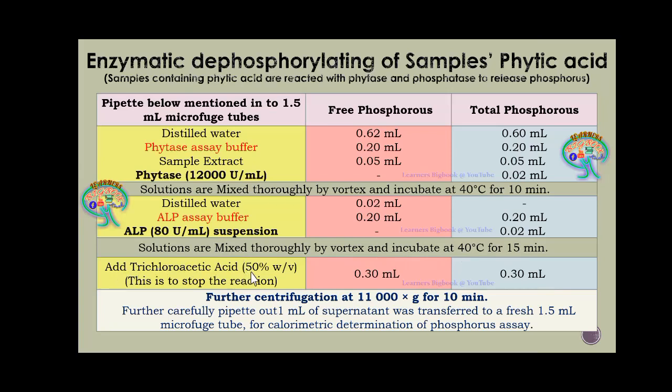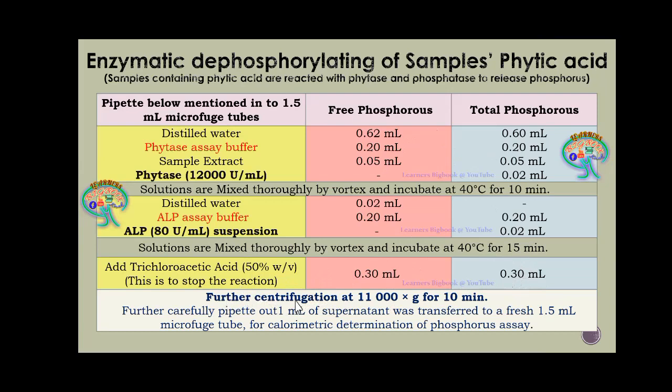Now further, you are going to add trichloroacetic acid, 50% weight per volume, which will stop the reaction of the components added within these microfuge tubes. Especially it helps to stop the reaction of the suspensions added within the total phosphorus tube. But we have to add the trichloroacetic acid, 0.30 ml, in both microfuge tubes.